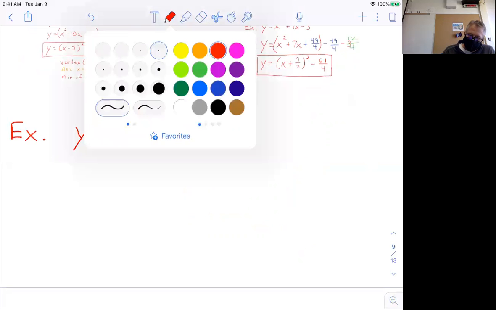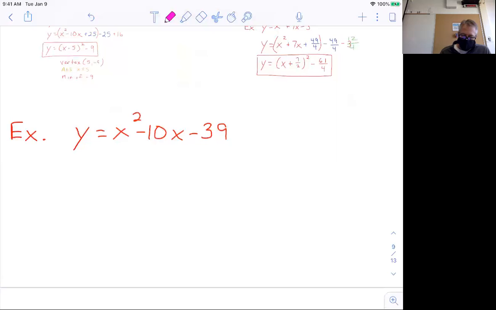So right now, think about half of the b term, which is 5, and 5 squared is 25. So 25 is going to be like our magical number. Again, we got that by doing half of the b term and squaring it.